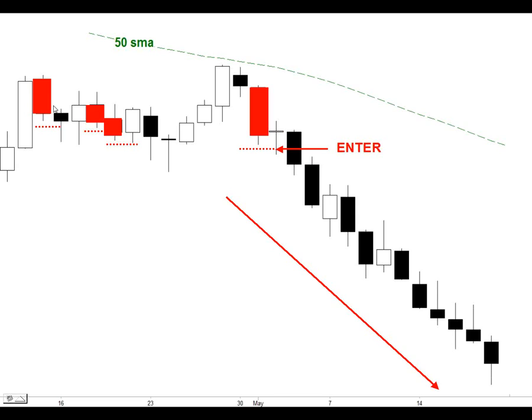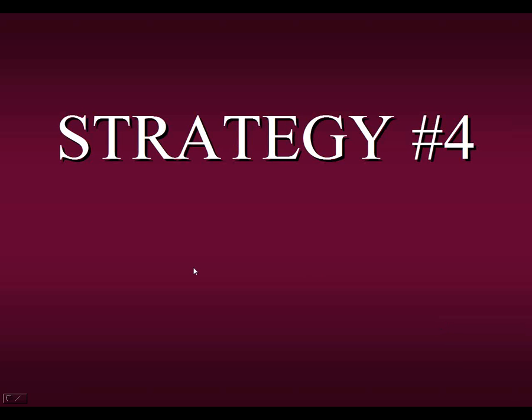So had you used a very tight stop, somewhere around here, or just above the bar where you entered, you would have been stopped out 2 or 3 times with some minor losses. But ultimately, you would have made everything back on this real nice consistent run here. And then if we look at this real nice run to the downside, you had many more opportunities to enter once more because these bars all closed in the bottom 25%.